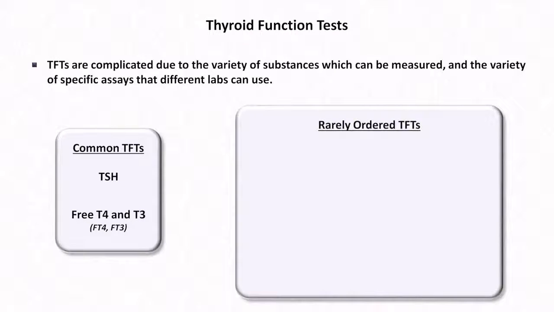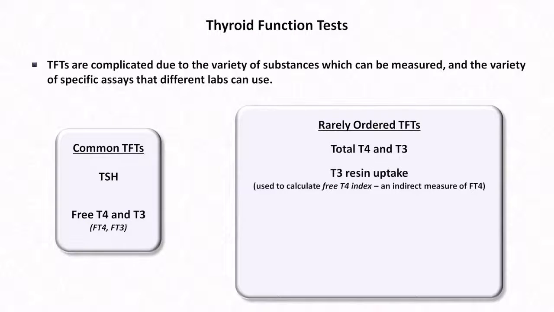Some of these other tests, which are sometimes commercially available for clinical purposes and sometimes used only for research, include the following: total T4 and T3, and something called the T3 resin uptake. Together, these tests could be used to estimate free T4 and free T3 via a calculation called the free T4-T3 index. Luckily, with the relatively recent wide availability of free T4 and T3 tests, these others are no longer necessary.